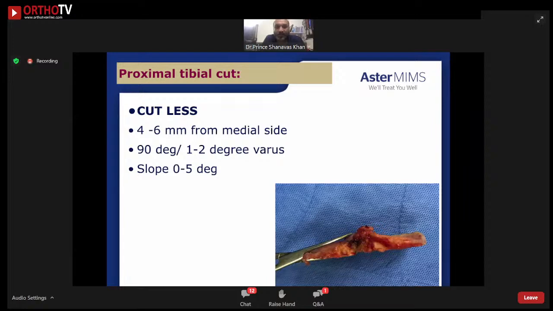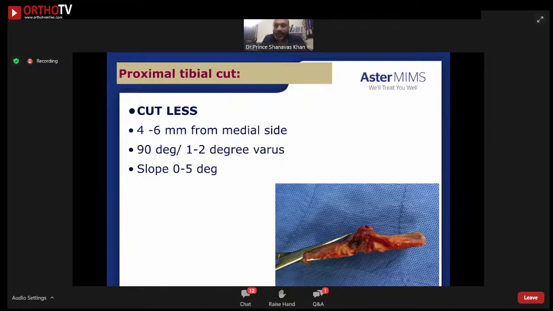This is the basic dictum: always cut less. We know that when we do a varus knee, we take 8 or 9 mm from the lateral tibial plateau, but here the lateral tibial plateau is already eroded. And we also know that the lateral tibial plateau is 3 to 4 millimeters above the medial tibial plateau. So if you cut 8 millimeters from the lateral tibial plateau in a valgus knee, you will be cutting a lot of bone from the tibia.